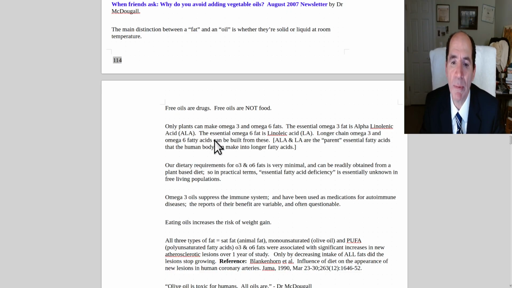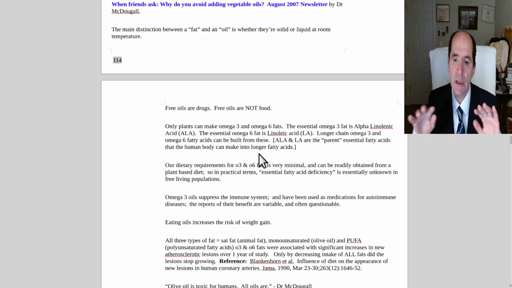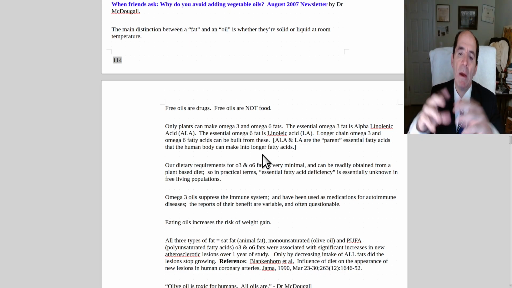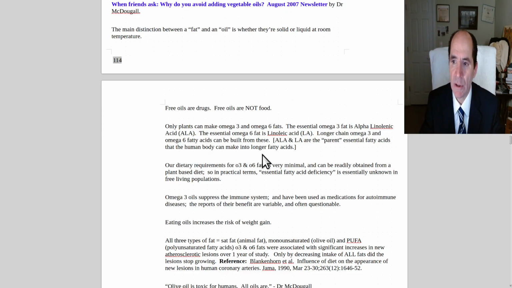Okay, only plants can make omega-3 and omega-6 fats. The essential omega-3 fat is alpha-linolenic acid, ALA. The essential omega-6 fat is linoleic acid, LA. Longer chain omega-3 and omega-6 fats are built up from these. Okay, so you just need these. They have been called the parent essential oils, if you will, and all the other longer ones are built from these. So you don't need to take the longer ones. The longer ones, I think, is a mistake because they're going to be much more prone to lipid peroxidation. The more double bonds you have, the more prone the fat is to lipid peroxidation.